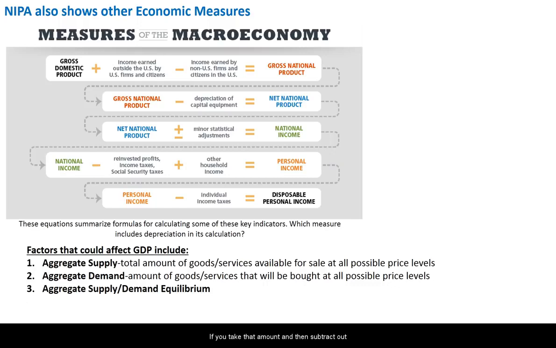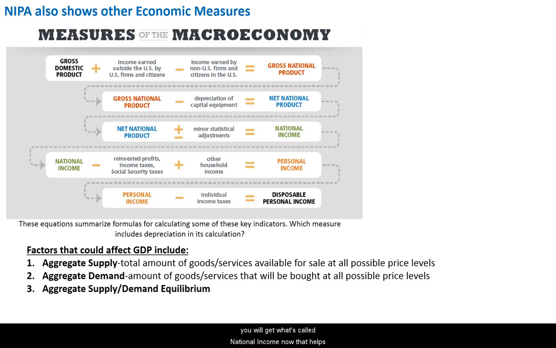If you take that amount, subtract out depreciation of capital equipment. Remember, capital is the human-made resources used to create goods and services, one of our factors of production. If you take out just the idea that the value of that equipment goes down with its use, you can get what's called net national product. Take net national product, and there's a number of factors that we won't really go into for this course. And if you make those adjustments, both positive and negative, you will get what's called national income.